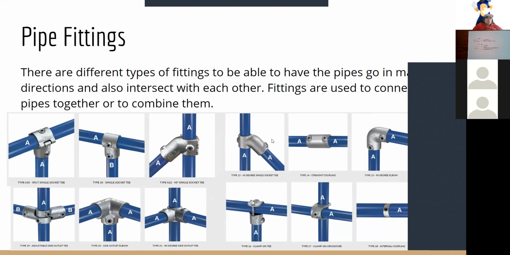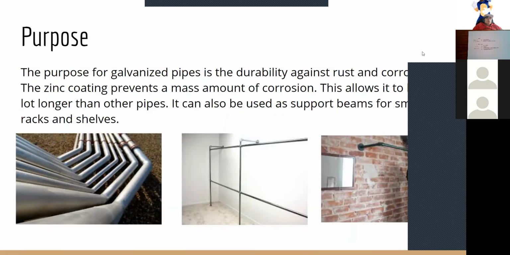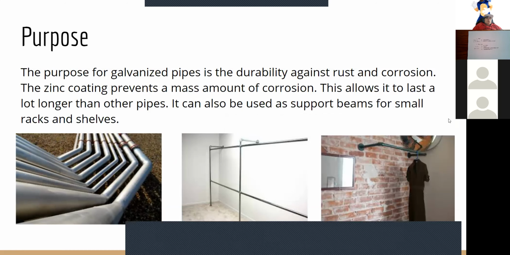Right. So the purpose of a galvanized pipe is durability against rust and corrosion. That's the main reason people use them. The zinc coating prevents a massive amount of corrosion and allows it to not rust. This allows it to last much longer in pipes and can be used in outdoor situations, and underwater and that stuff too.